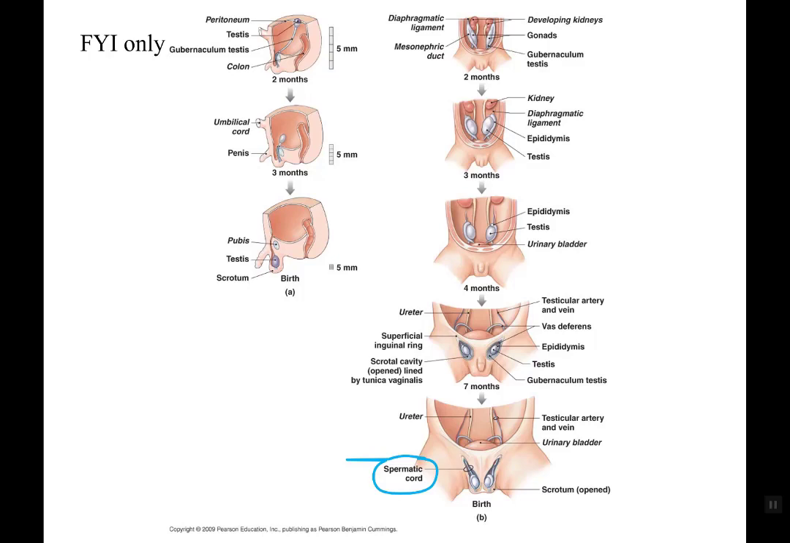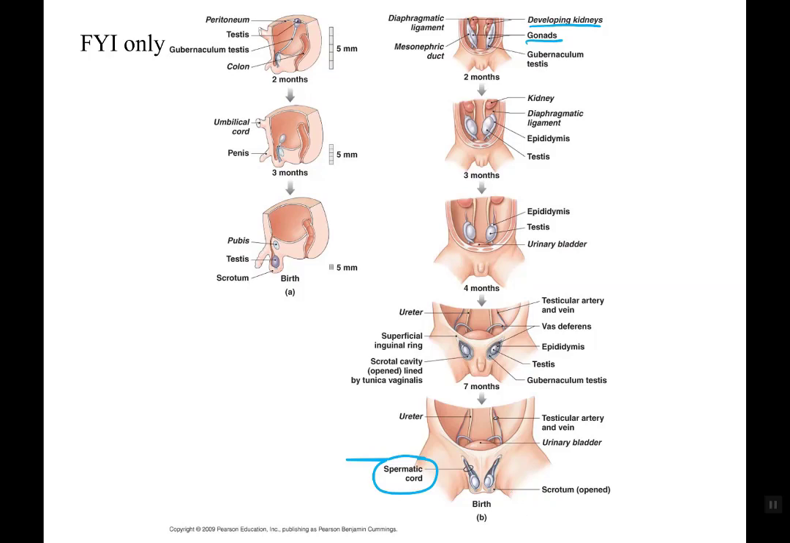So if you look up here, you'll see here's the developing kidneys and here's the gonads. That's that link between the urinary system and the reproductive system. The testes, as they develop, actually descend or move downward. And they're supposed to. So here's 2 months, 3 months. This happens after birth. Before birth, leading up to birth, they're supposed to descend.